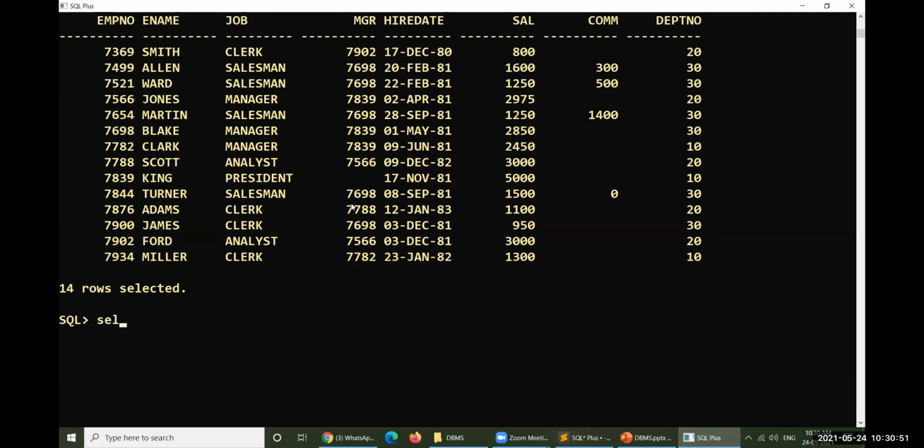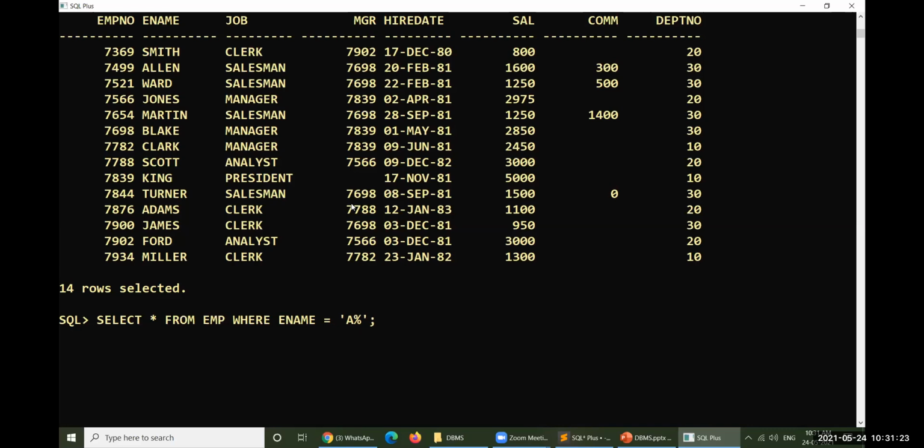Then you can see: select everything from EMP, since I need the complete information of the employee, where ename is equal to... I know the first character is A, and the remaining characters will be anything. So I'd like to specify that the first character is capital A, and the remaining characters are anything, that is percentile.